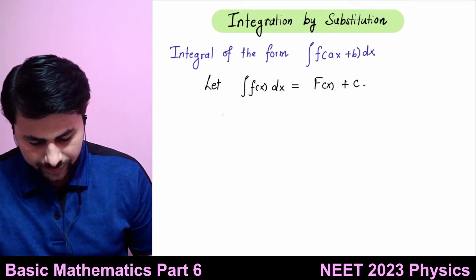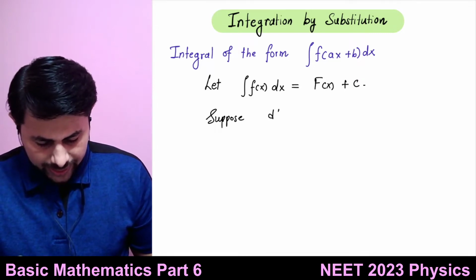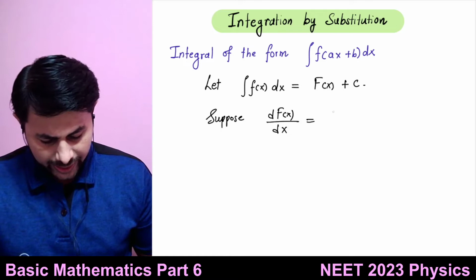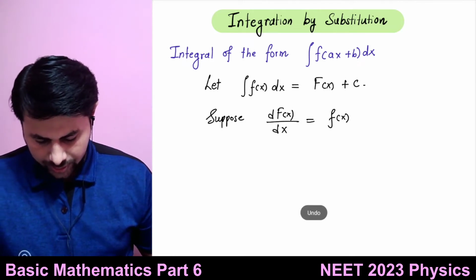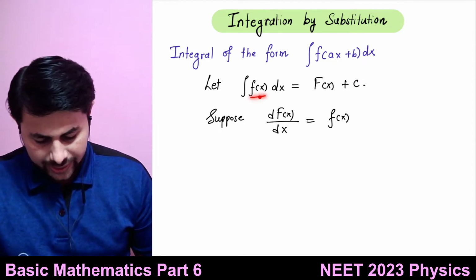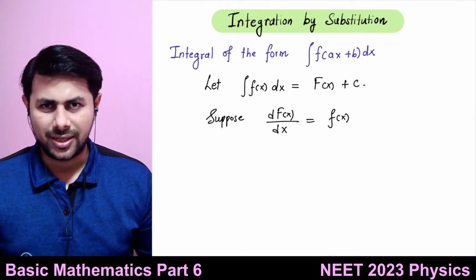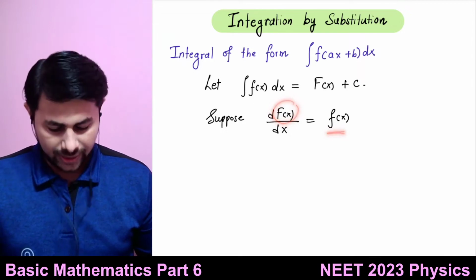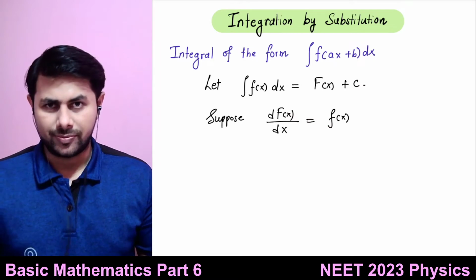So suppose that if we take the derivative of some function capital F of x, then what do we get? We get the small f of x. So if we integrate this small f of x, we'll get what? We'll get the capital F of x, right? So if the derivative of this function is this function, then the integration of this second function would be the first function. This much we know, right?